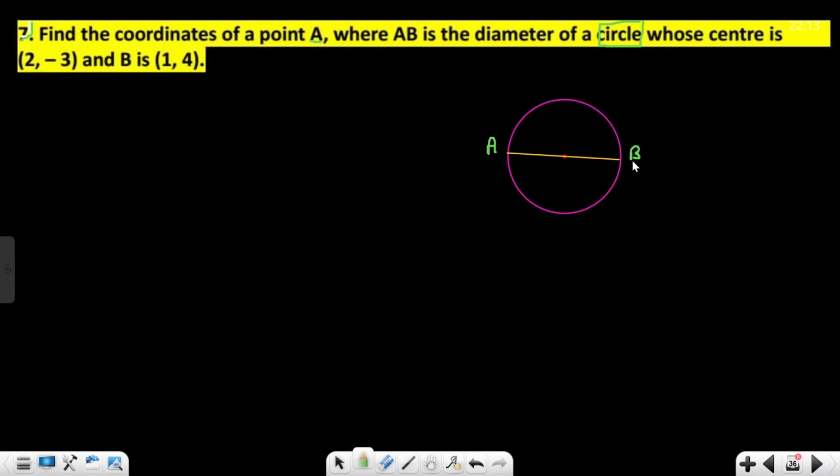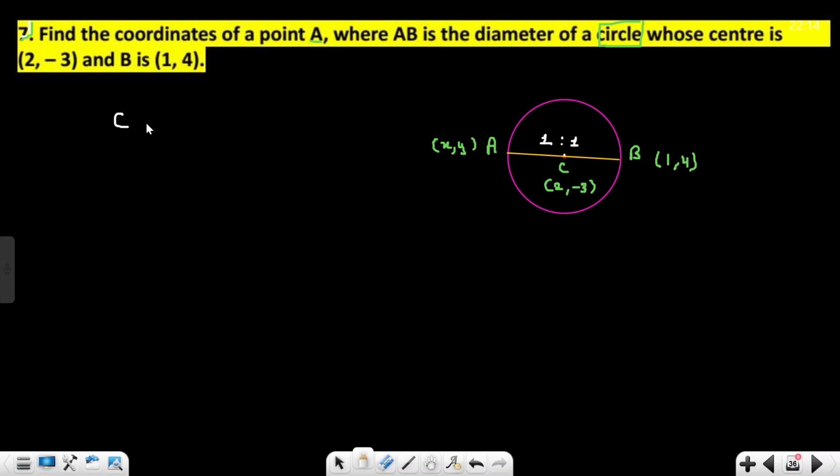Now here, the center point is named C, the center coordinate is (2, -3), and the B coordinate given is (1, 4). Our target is the A coordinate. We don't know the A coordinate, so we write X and Y. C, the center point, is at equal distance from A and B, right? It means the ratio is 1:1. We can apply the section formula here.